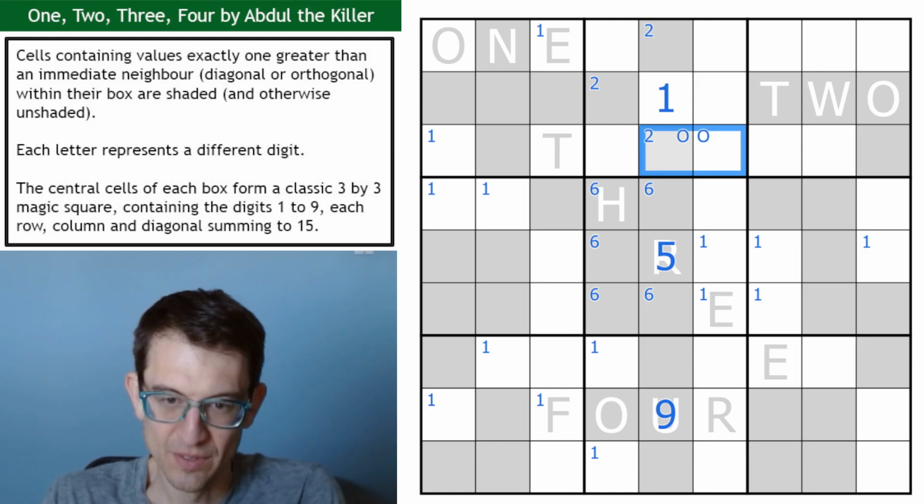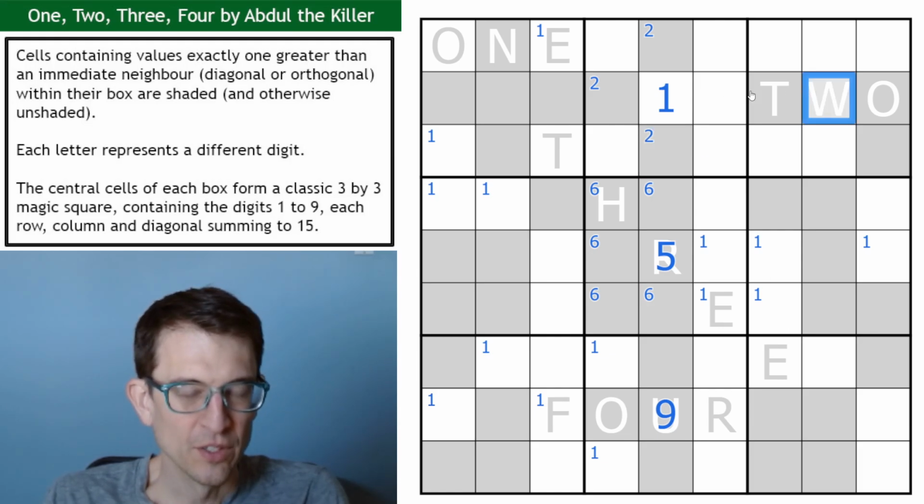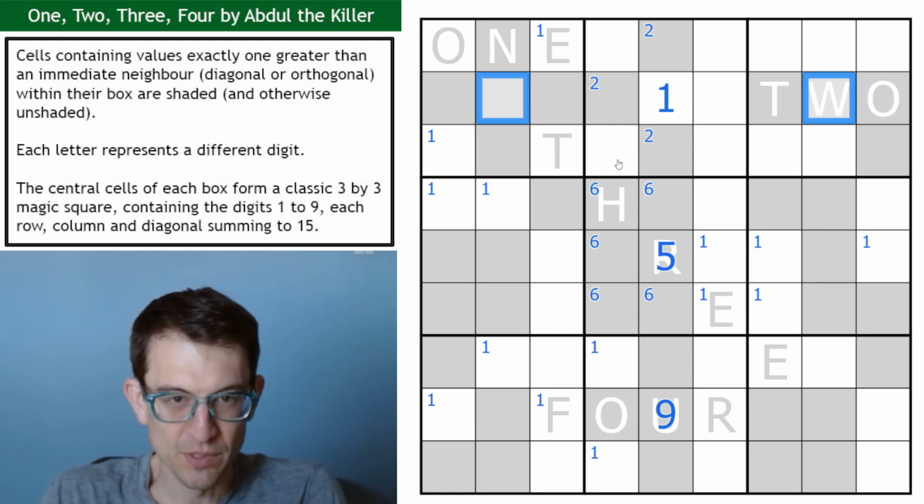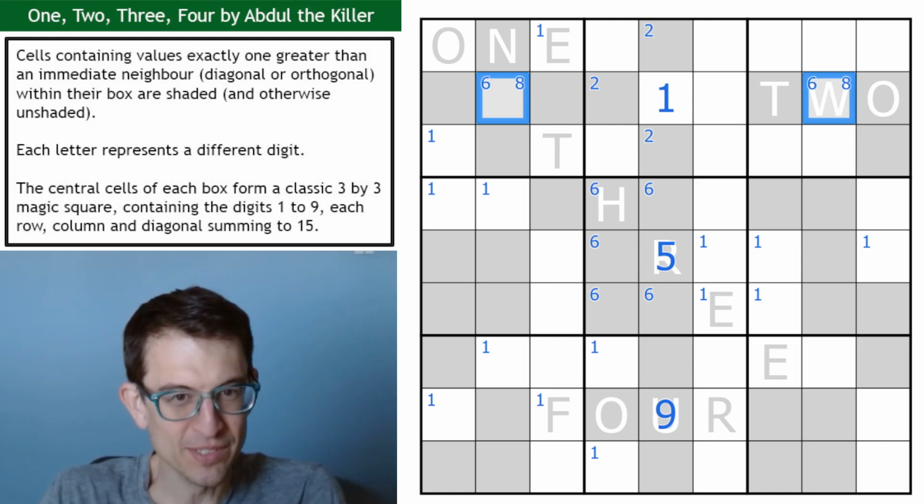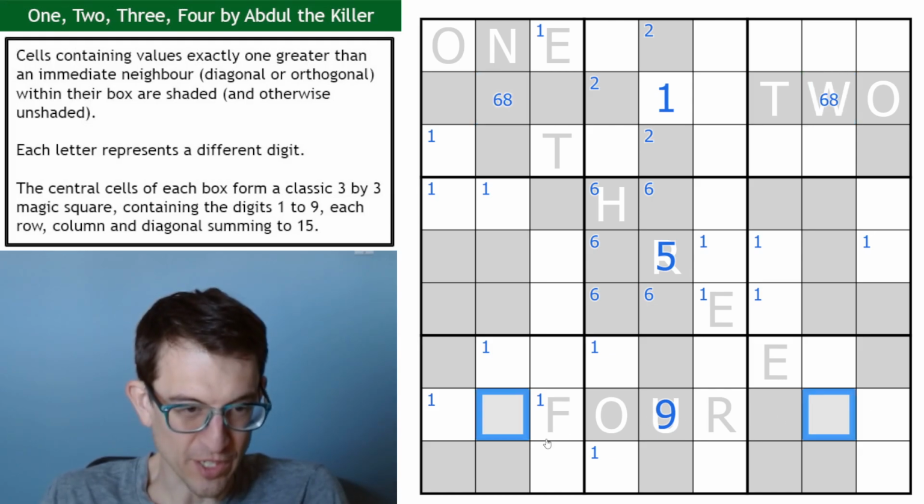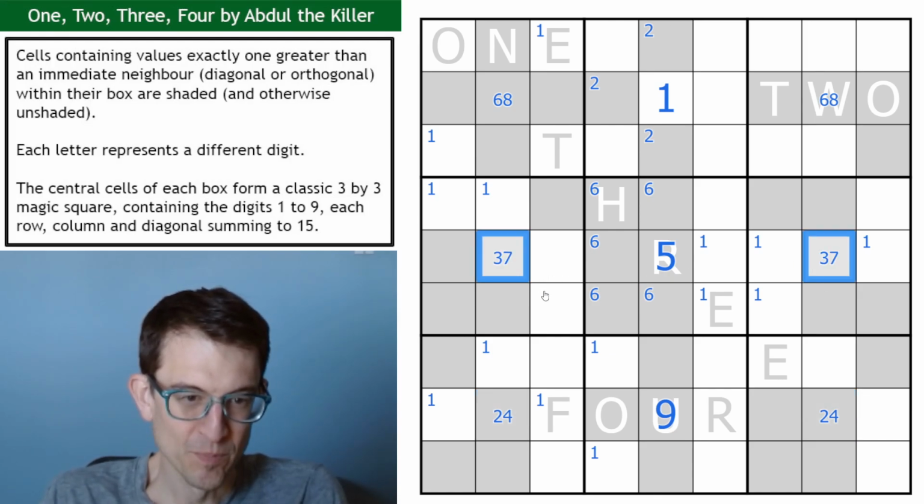Okay, let's do more magic square. So across from a 1, I have 14. 5 and 9 are taken, so this has to be 6, 8. The other evens have to go. Then the other corners are the other evens. Those have to be 2, 4. 1, 9 are down here. I get 3, 7 over here.